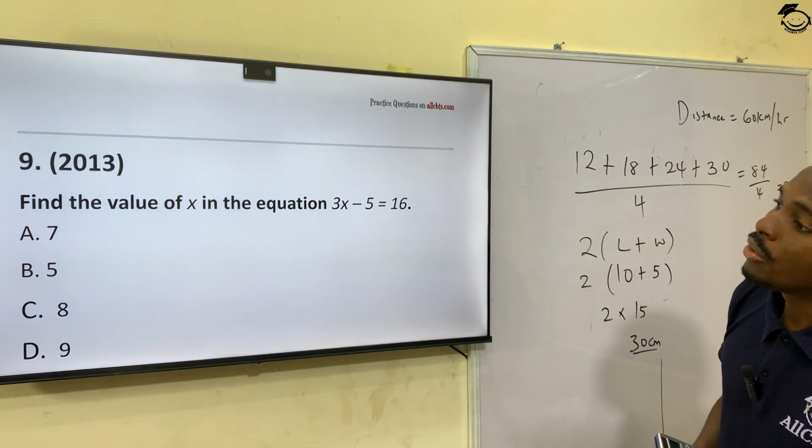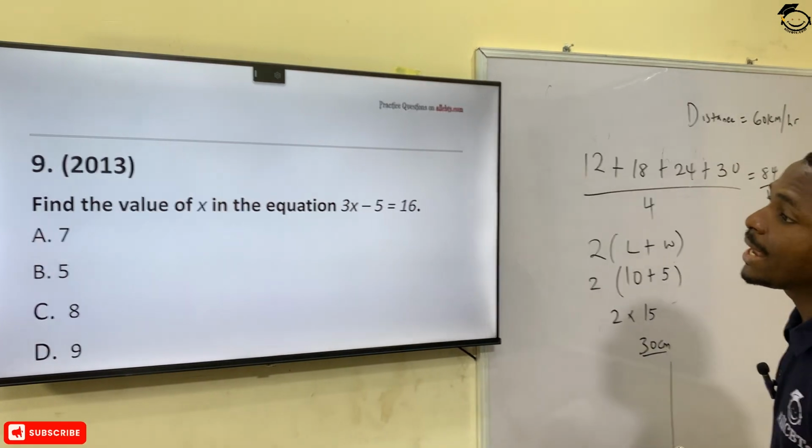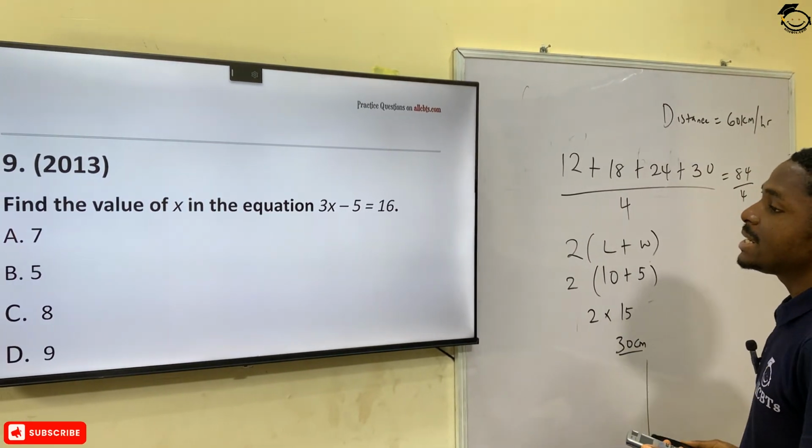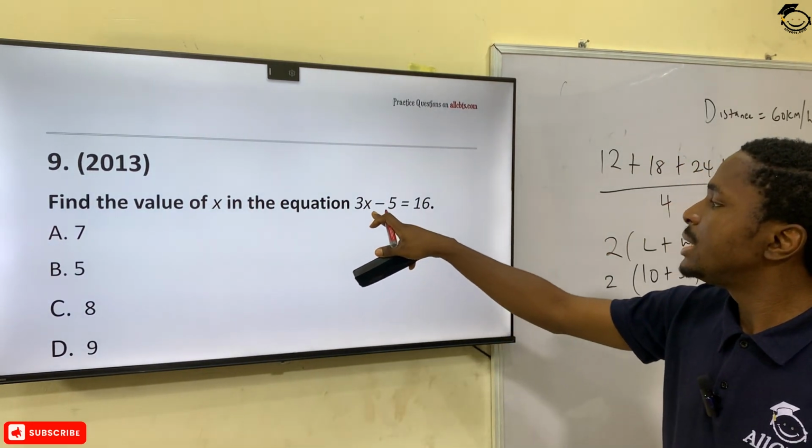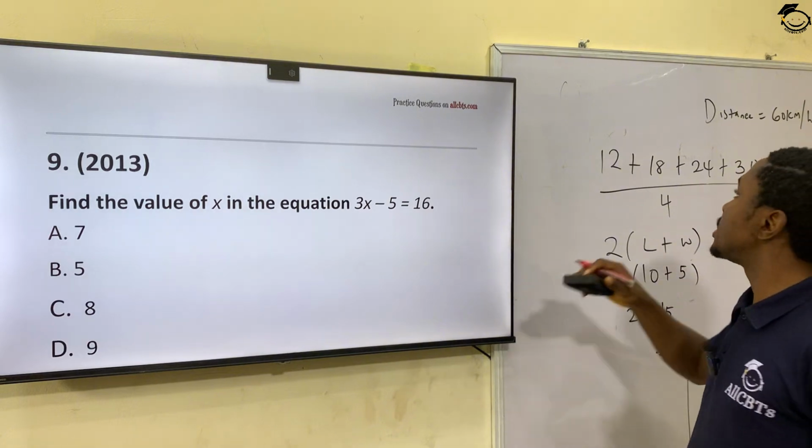Next, question number 9 from 2013. It says find the value of x. Find the value of x in the equation 3x minus 5 equals 16.